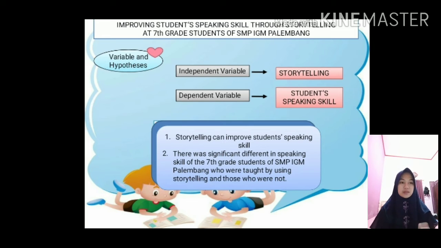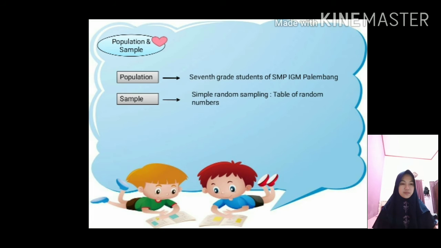Independent variable in this research is storytelling because storytelling influences the dependent variable, that is student speaking skill. And then the hypotheses of this research are: the first, storytelling can improve student speaking skill, and the second is there was significant difference in speaking skill of the 7th grade students of SMP IGM Palembang who were taught by using storytelling and those who were not. Then population and sample.